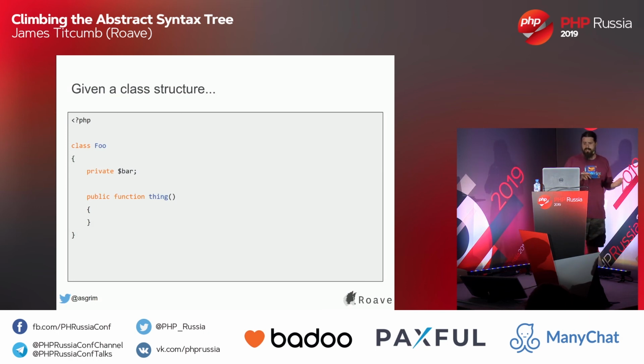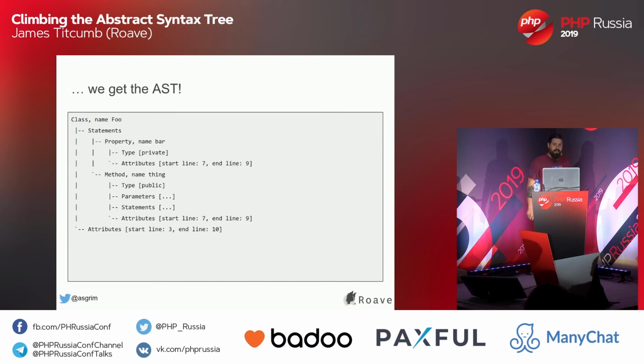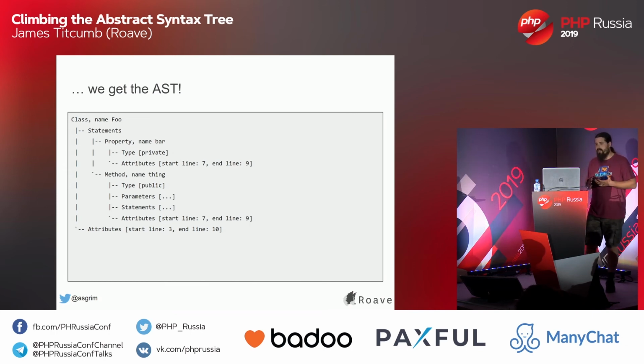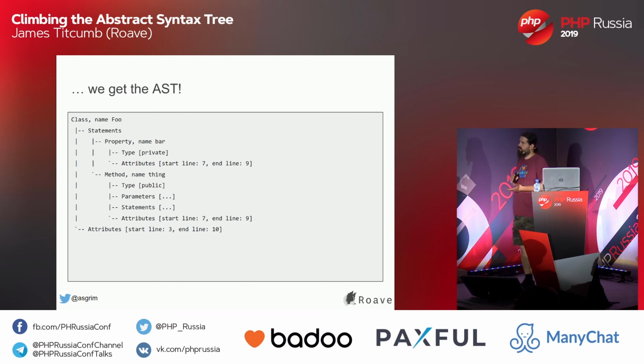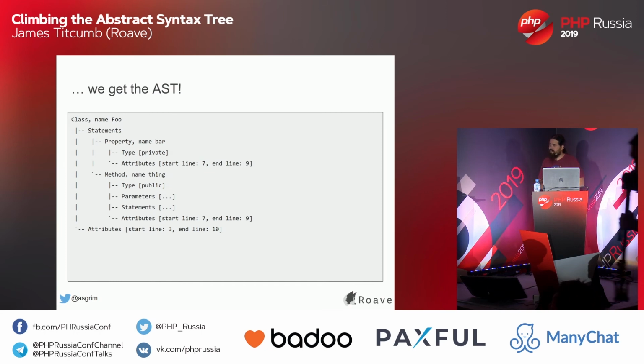So given some class structure, like above, we've got a class foo, it's got a property bar and a function, and we get the AST that looks something like this. I've simplified it to fit it on the slide. And we get all the nodes, all the information that's interesting, like, what's the visibility of our bar property? It's private, and things like that.